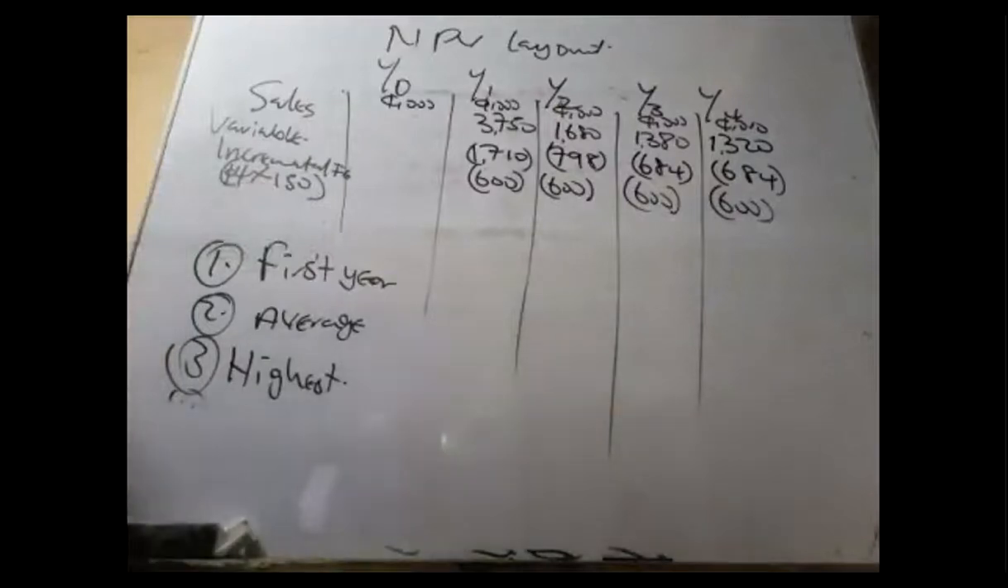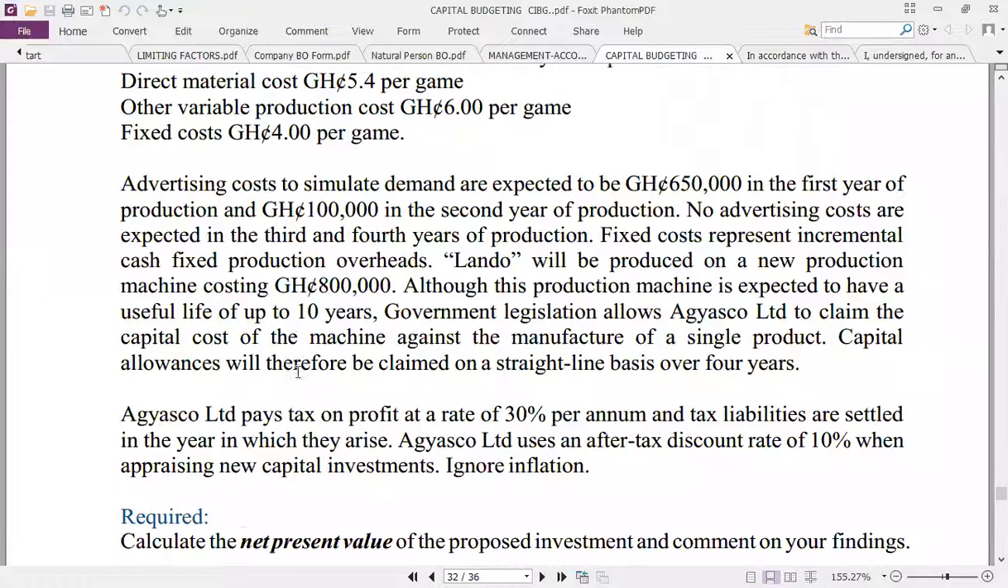Fixed cost is fixed within a relevant range of outputs. Do not convert a fixed cost to a variable cost. Let's continue. If you do have any other fixed costs, they said that advertising cost to stimulate demand is expected to be 650 the first year of production, and 100,000 in the second year of production. So basically, we can include that. So let's do that.